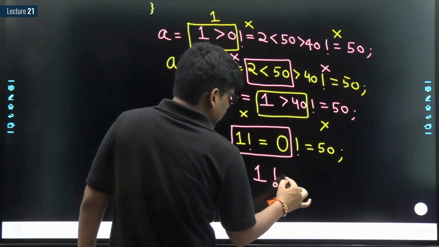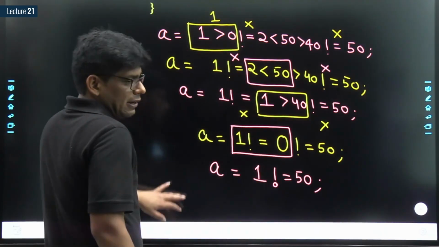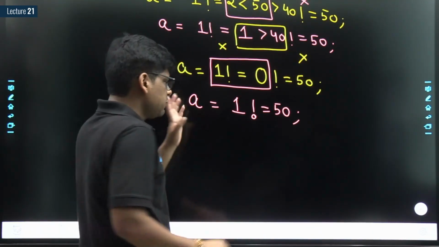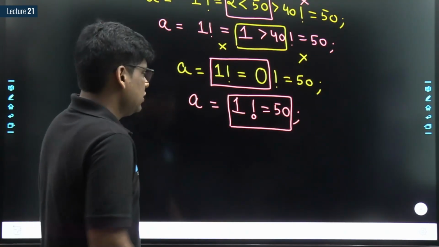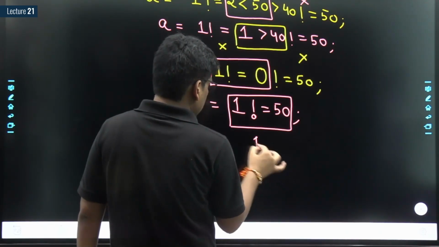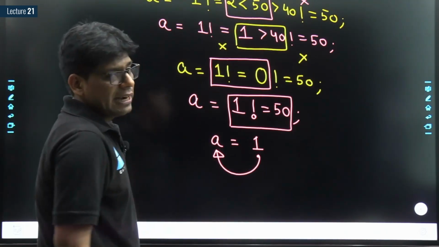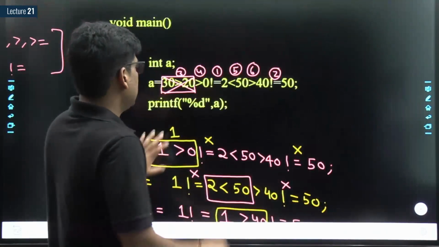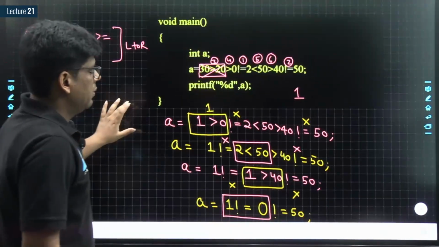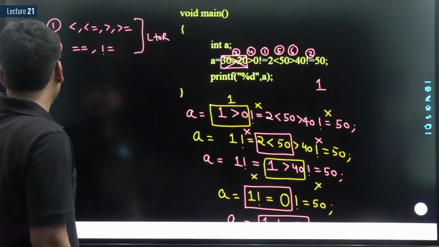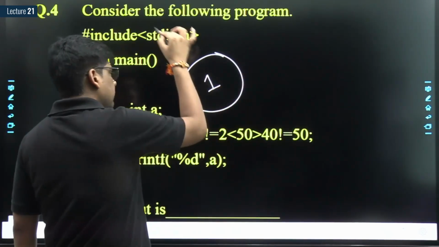So now if I write 1 not is equal to 50. Sir, lastly, sir, equal to? No, it is of least priority. So tell me, 1 not is equal to 50. Is it true? Yes, sir, it is true. That's why this whole is replaced by 1. So what is the value that goes inside A? Sir, the value that goes inside A is 1. So that is why the output of this entire code is 1. Please try to solve it again by yourself. So the output of question number 4 is 1.